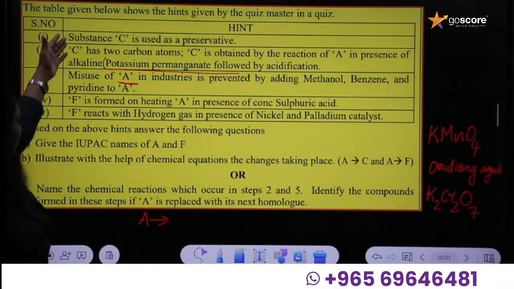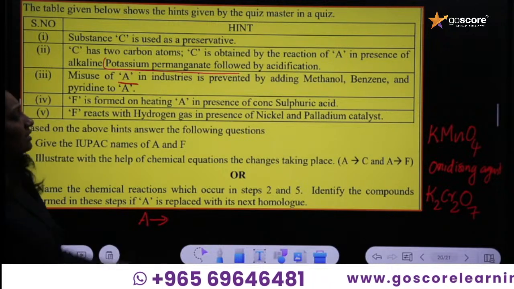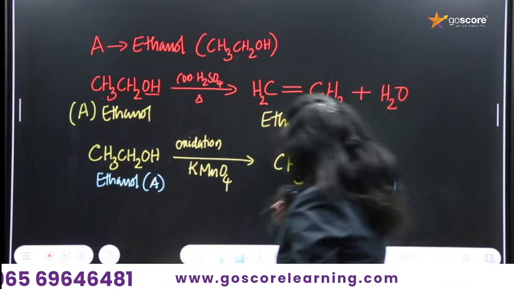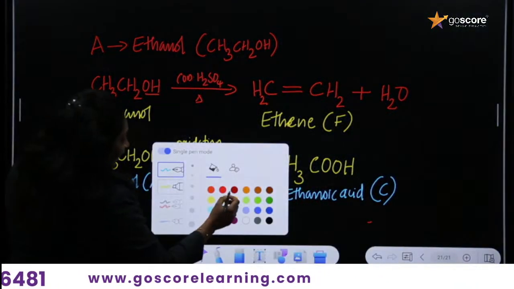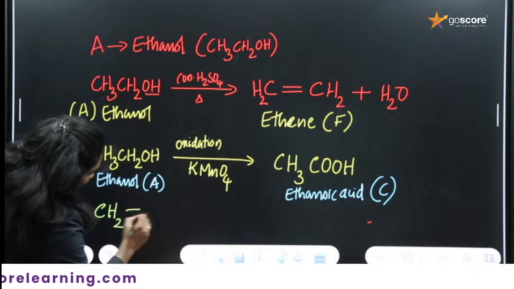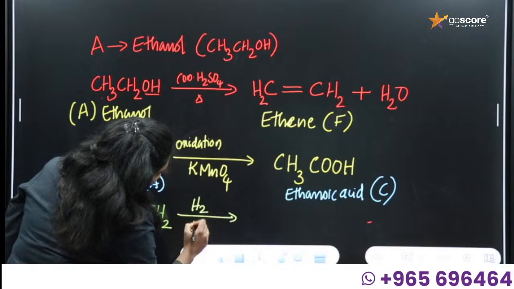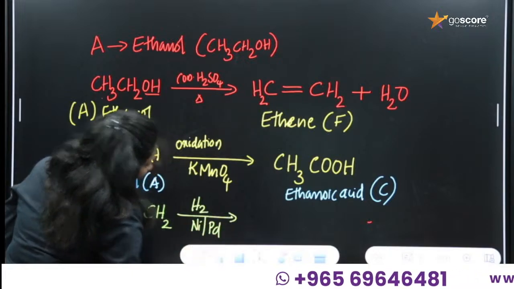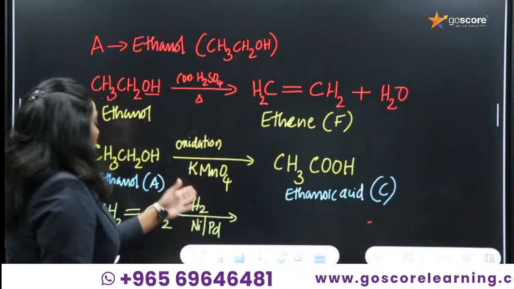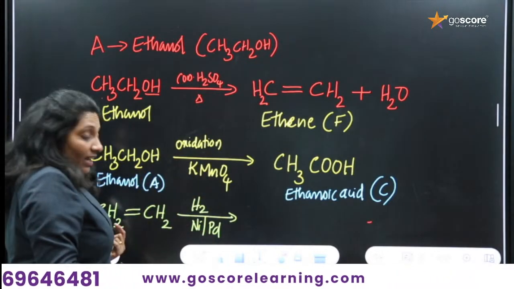Now you find out C, A and F, and in the fifth one, F reacts with hydrogen gas in presence of nickel or palladium catalyst. So this is your F, right? That is ethene. So this ethene reacts with hydrogen in presence of nickel or palladium catalyst. What do you mean by catalyst? Which helps to speed up the reaction, right? So what happens? It's an unsaturated compound. When you are adding hydrogen, addition reaction occurs, right?